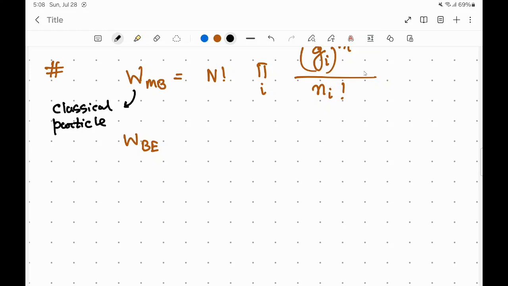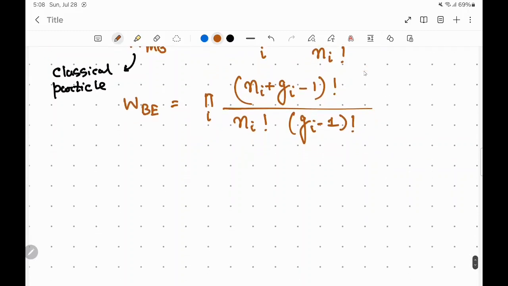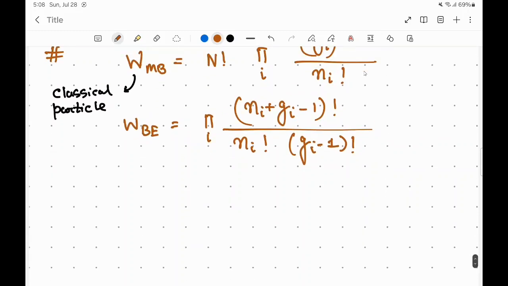So in case of Bose-Einstein statistics, there are derivations of these formulas as well. You can look at them in the books, but it's not important. It's quite difficult. So for Bose-Einstein, the formula will be (N_i plus g_i minus 1) factorial divided by N_i factorial into (g_i minus 1) factorial. This will be the formula. Okay. Is the derivation of the first formula important?